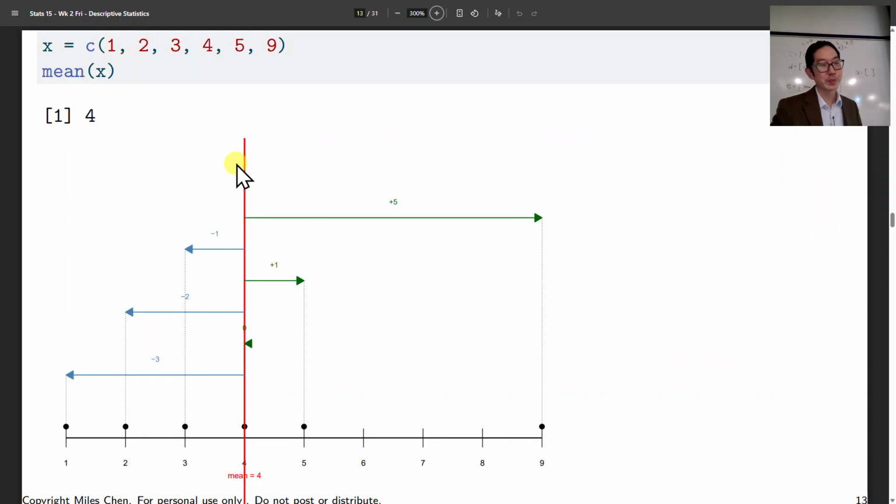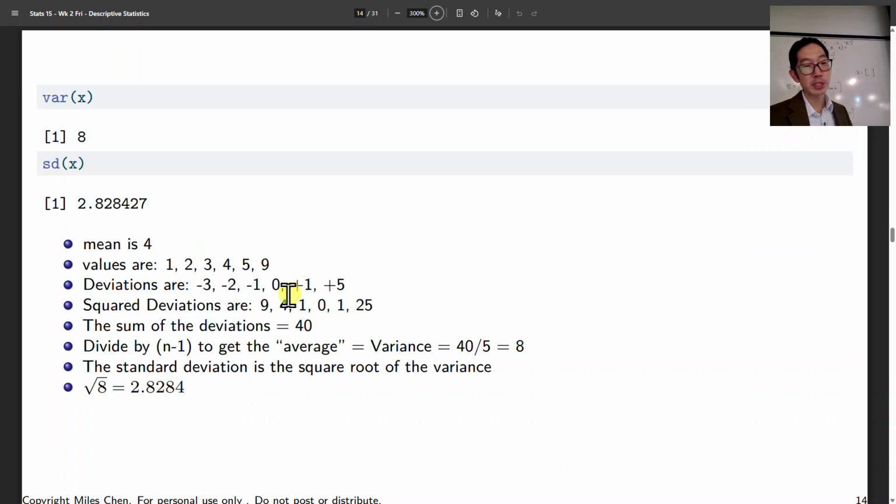We can take derivatives. So anyway, if this is our data set, 1, 2, 3, 4, 5, 9, my mean is 4. I've got my deviations, okay? -3, -2, -1, 0, 1, and 5. Those are my deviations from the mean. What I'm going to do is square those deviations. So my squared deviations are 9, 4, because -2 squared is 4, 1 because -1 squared is 1, 0 squared is 0, 1 squared is 1, and +5 squared is 25. So my squared deviations are these numbers.